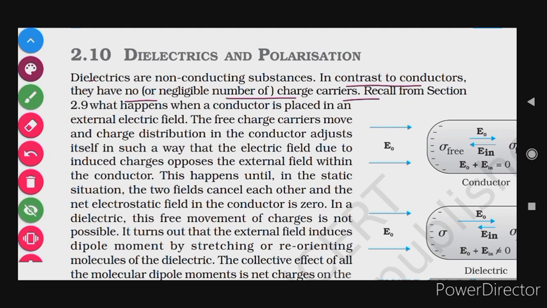Okay, so we have seen in a conductor what happens. There are mobile charge carriers, like in metal there are electrons which are free to move. But in the case of a dielectric insulator there are no charge carriers. Recall from section 2.9 what happens when a conductor is placed in an external field. The free charge carriers move and the charge distribution in the conductor adjusts itself in such a way that the electric field due to the induced charges opposes the electric field within the conductor.